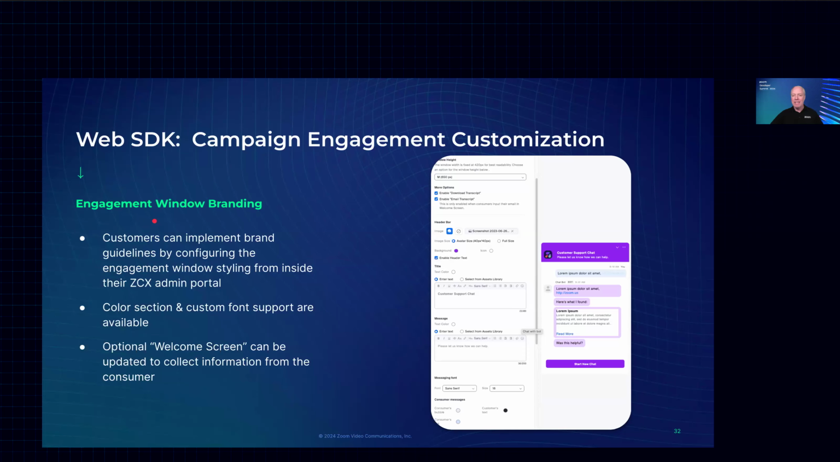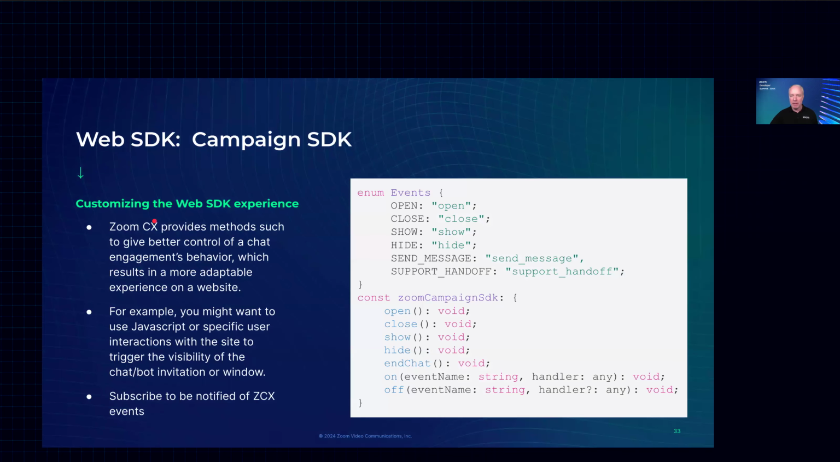We have some additional optional programming aspects of the Web SDK that we call Campaign SDK. This allows you to programmatically interact between your website code and the Zoom CX Web SDK. Let's walk through some examples. So we have events that the Zoom CX Web SDK will emit to your website. When somebody clicks on a button, we'll emit the open event. When somebody closes it and completes it, we'll emit the close event. And you can see some others here.